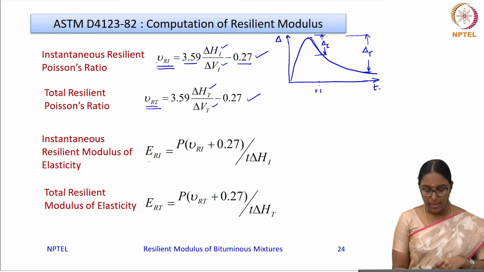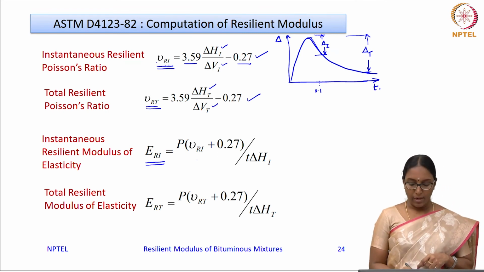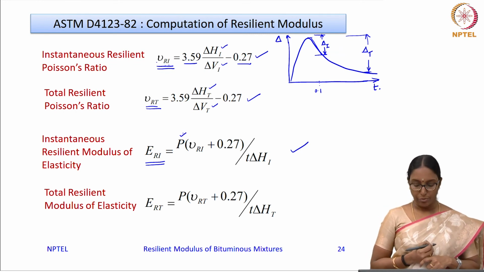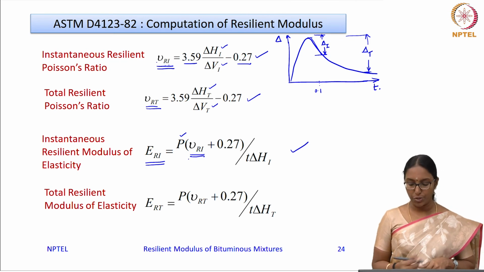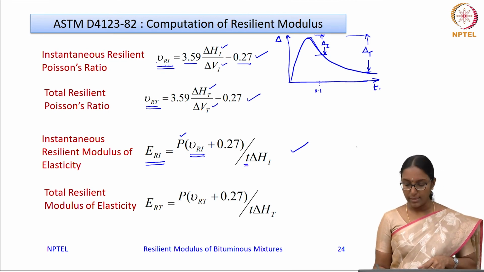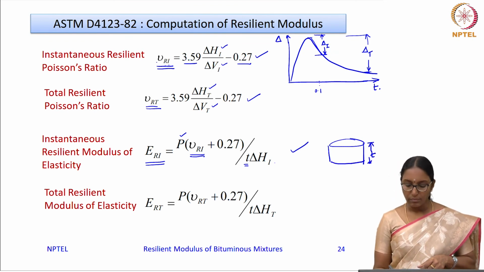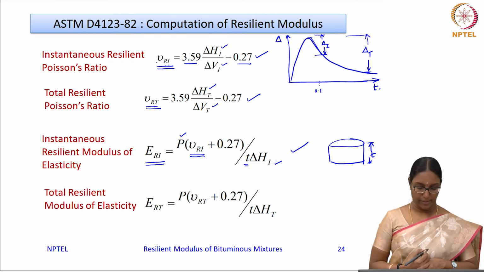So, this is the instantaneous resilient modulus of elasticity given by the equation as shown here, where P is the load that you have applied in newtons, nu Ri is the instantaneous resilient Poisson's ratio, T is the sample thickness as you see. Okay. This is your sample. So, this is T, and delta Hi is the instantaneous recovery in the horizontal direction.